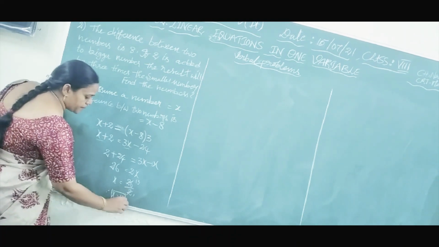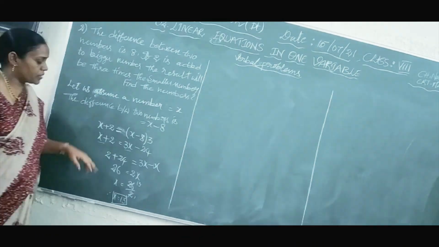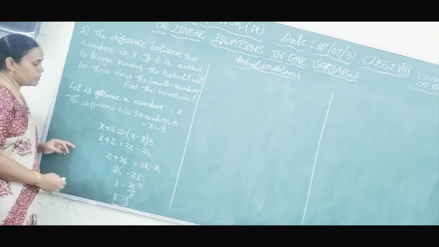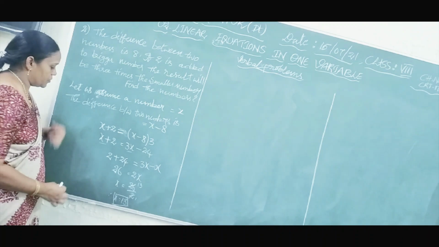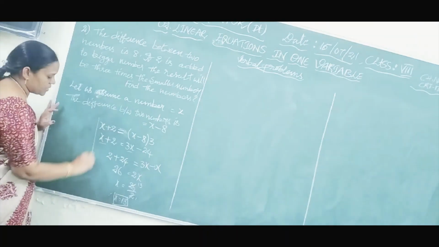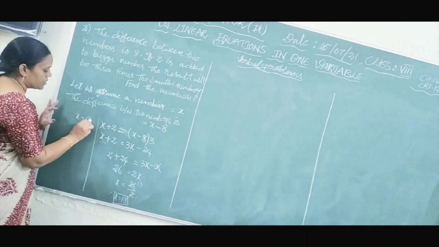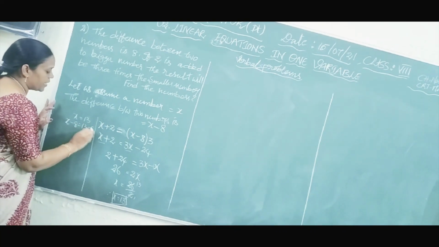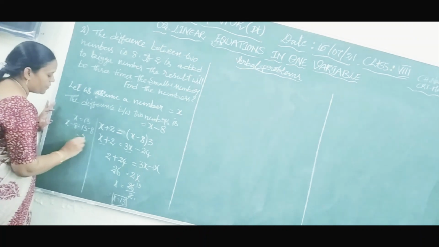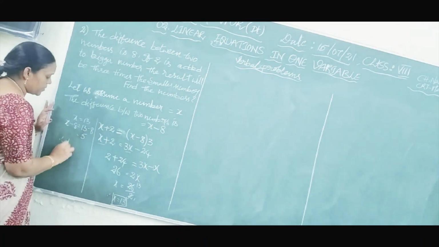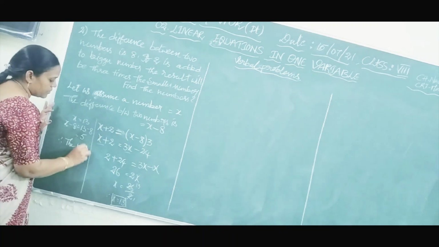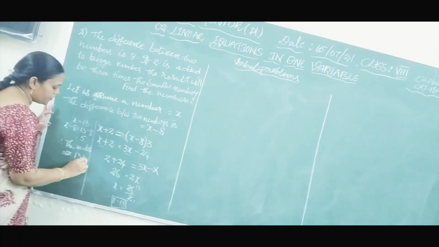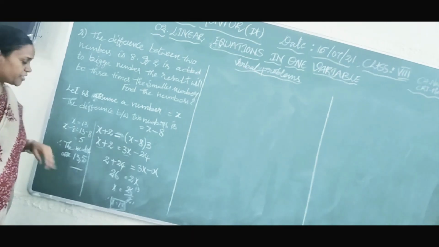The biggest value is 13. Now you have to find the smallest value. If x equals 13 is the biggest number, what do we get? x minus 8, 13 minus 8, how much? 5. Therefore, the numbers are 13 and 5. Okay students, this is rough work. So the numbers we have to write are 13 and 5.